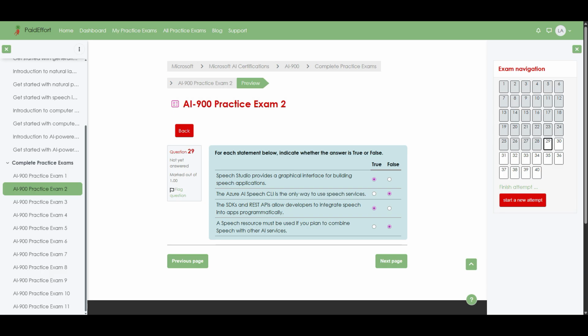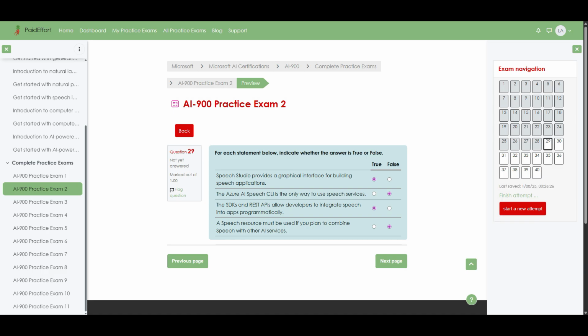First off, Speech Studio does offer a graphical interface, making it easier for users to build, test, and refine speech features without writing code. It's a UI-based tool designed for accessibility and quick experimentation. However, the claim that the CLI is the only way to use speech services is incorrect. In reality, developers have multiple options, including SDKs, REST APIs, and even Speech Studio itself. So CLI is just one method, not the only one. Next, it's true that SDKs and REST APIs are the preferred tools when integrating Azure AI Speech into your own apps. They allow for fine-grained control and automation, ideal for developers building real-world solutions.